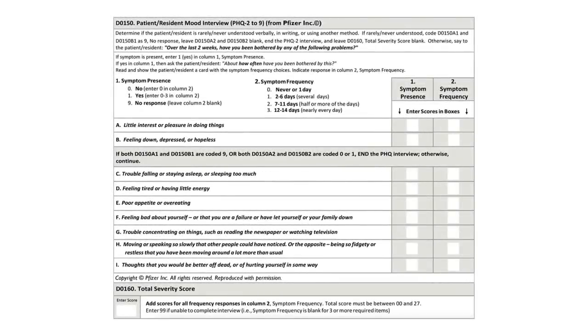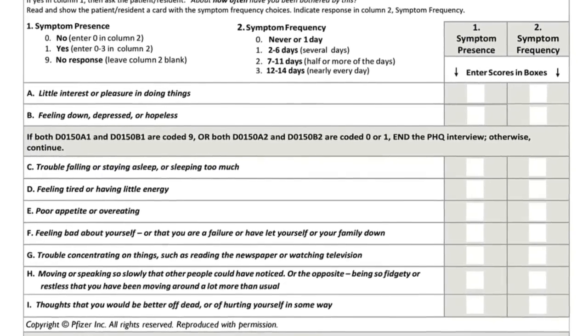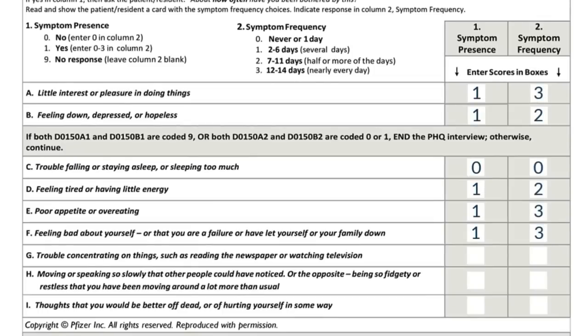Now that the scenario has concluded, let's take a look at Ms. Swanson's responses and finish coding this final part of the mood interview. How would you code Ms. Swanson's symptom presence for D0150G1, trouble concentrating on things, such as reading the newspaper or watching television? How would you code symptom frequency for D0150G2?